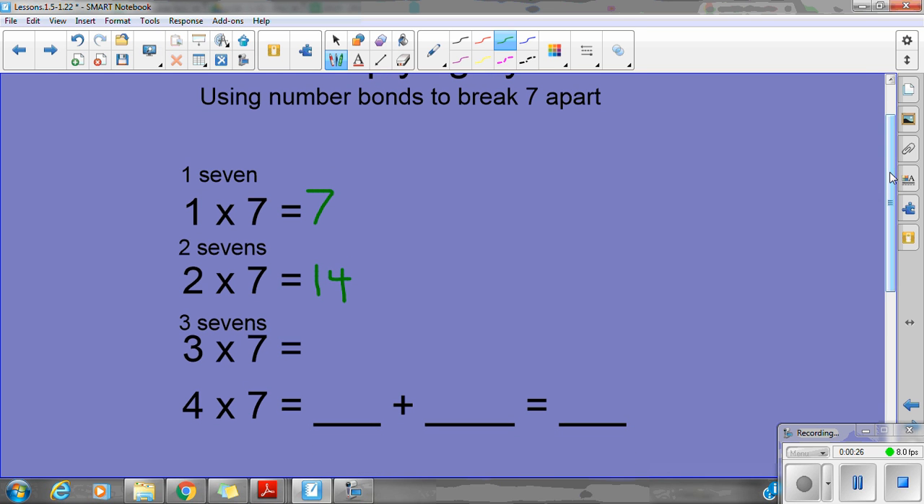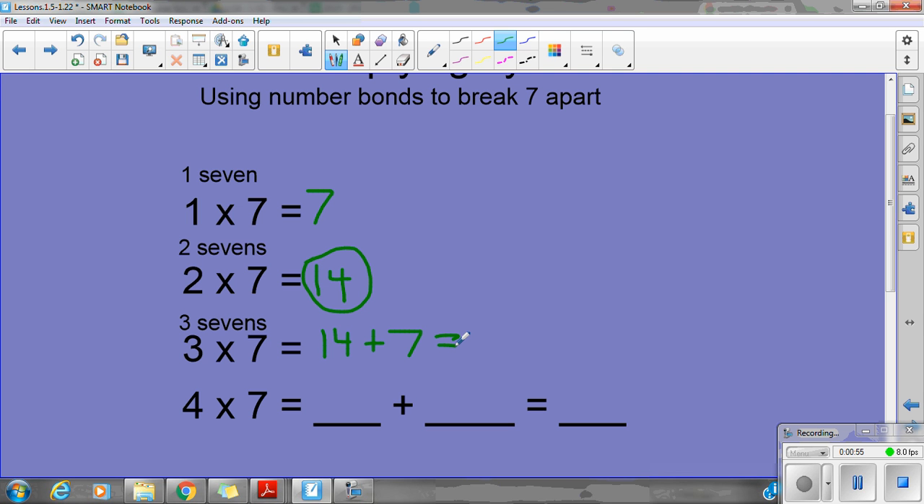As you start getting higher, you can use the answer from the last one that you know, like 2 times 7, to add it together. For instance, 3 sevens would be the total of 2 sevens plus 1 more 7. So because of that, I could say that 3 sevens is the same as taking 14 plus 7. Now here's where the number bond comes in.